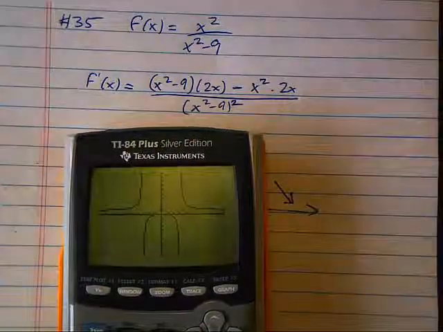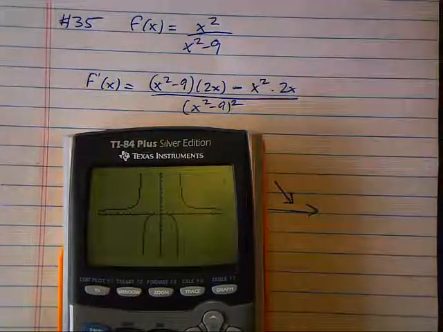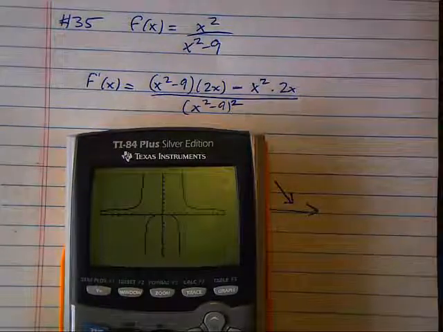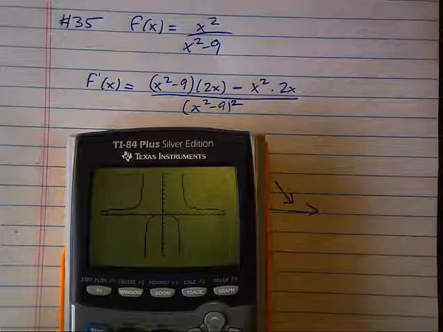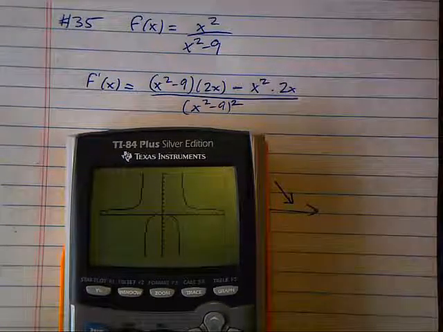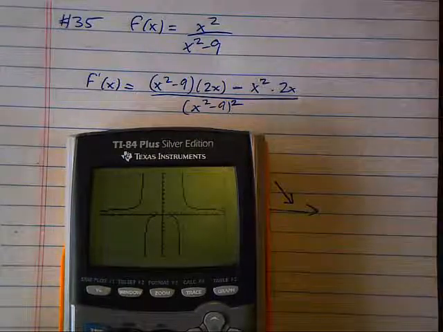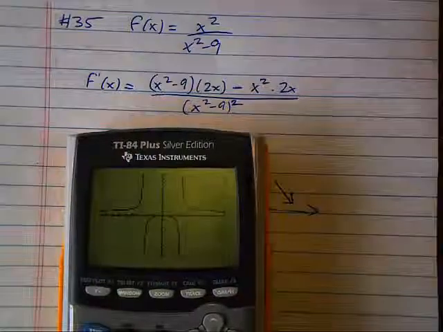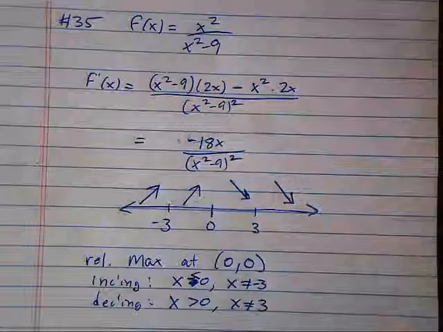There we go. So you can see we have the asymptotes at plus and minus 3, like we knew we did. And you can see it looks like at 0, 0, there is a relative maximum. Is it the absolute maximum? No, definitely not. Right, it certainly goes up higher over here, up towards infinity. Other questions?